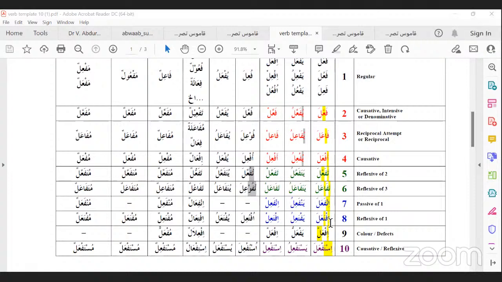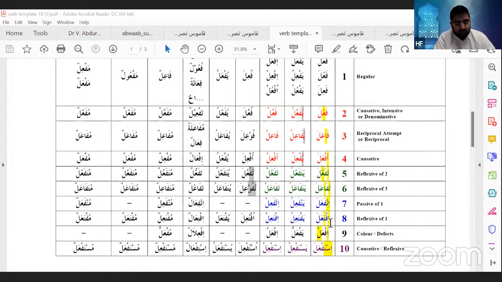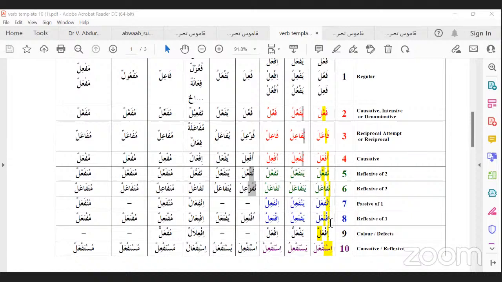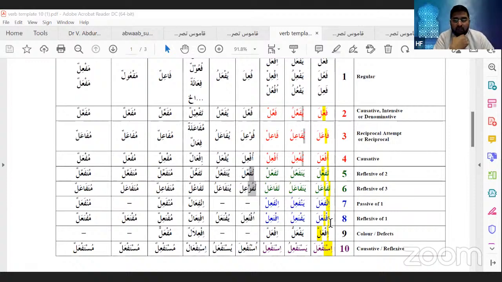Ijtama'na. Correct. Ijtama'ata, Ijtama'atuma, Ijtama'atum, Ijtama'ati, Ijtama'atuma, Ijtama'atunna, Ijtama'atu, Ijtama'na. Excellent. Sister Butul Manji, are you there?